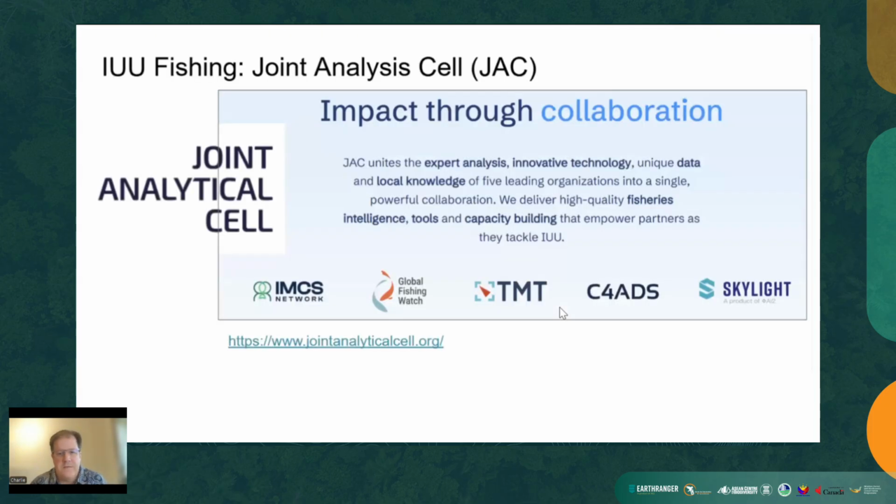And I'll finish by highlighting our collaboration with the Joint Analytical Cell with the other organizations that you're familiar with. IMCS, Global Fishing Watch, TMT, C4ADS, and Skylight are all part of the JAC, the Joint Analytical Cell, and always working on illegal fishing problems.